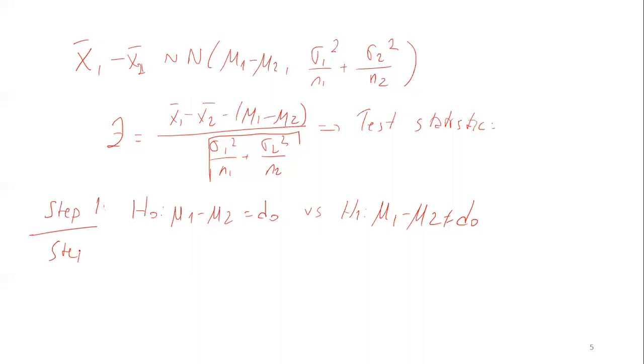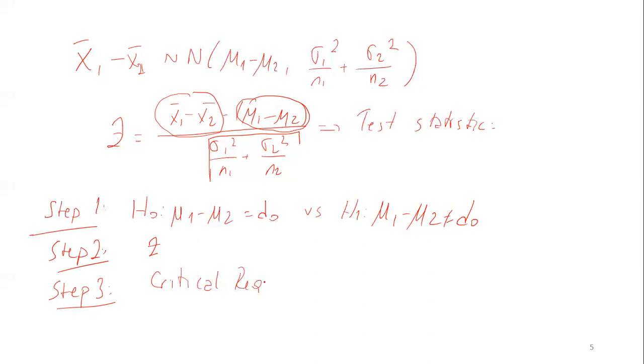Step two, just pick your test statistic. I know that this z is related with x1 bar minus x2 bar, so I can just use the z. This is my test statistic. Step three, find your critical region. Since I'm using z, which is standardized, it's very easy to find the critical region: minus z alpha over 2, z alpha over 2. So this is my critical region.